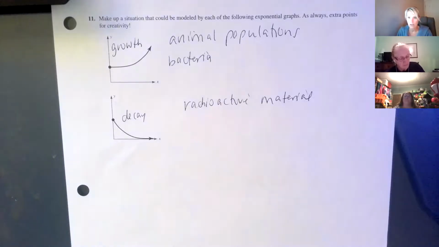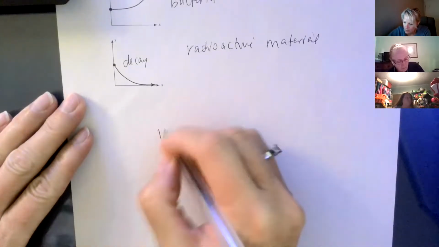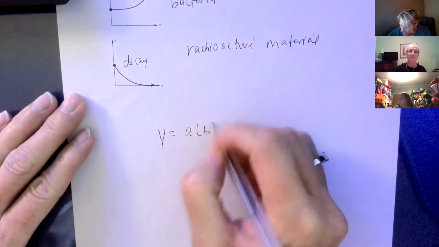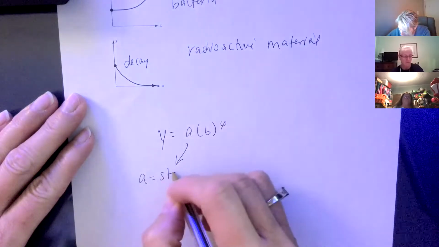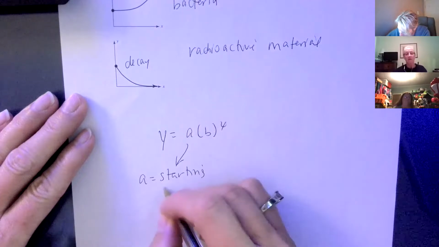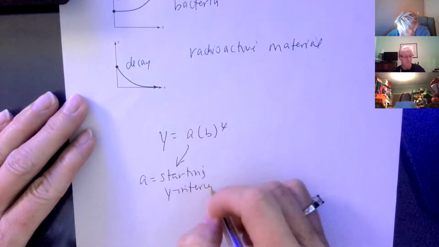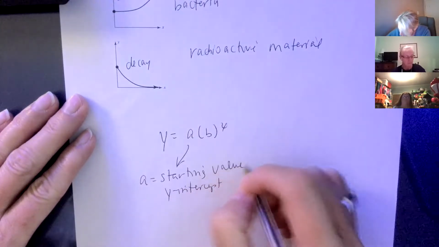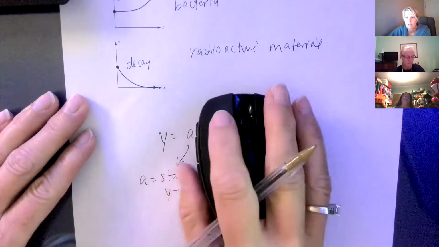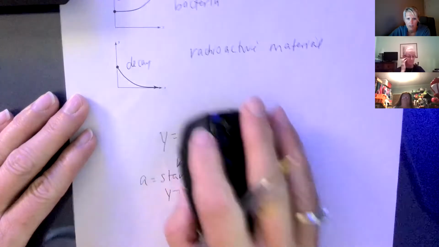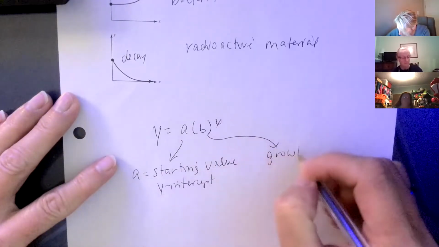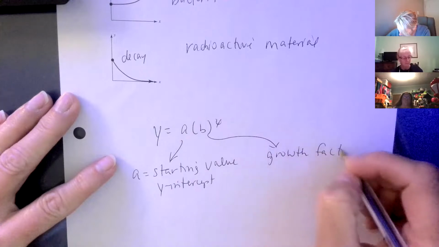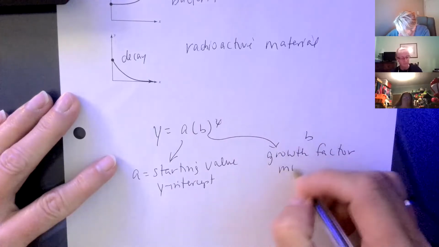We learned about exponential equations a little bit more, the parameters A and B. So let's just write down what we learned here. We have A as our starting value, the Y-intercept. And then B is our growth factor, the multiplier.